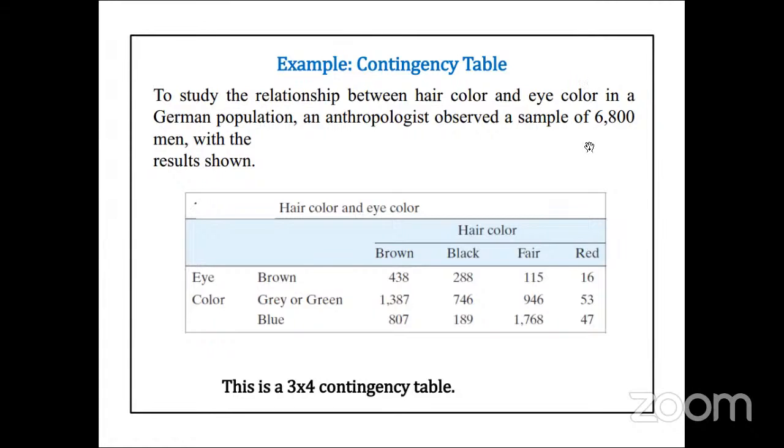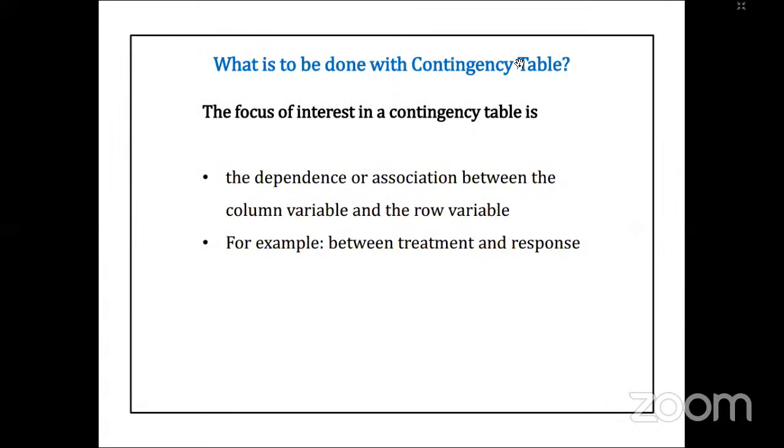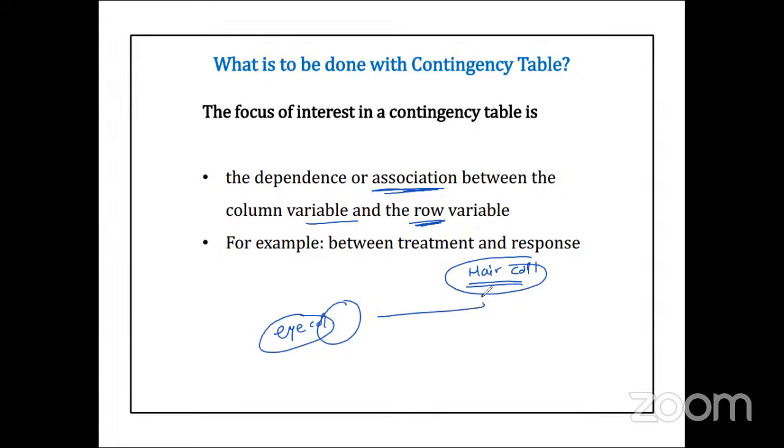Surveys are done by social science people and market research. So this is the general way of representing the people. Now the question is, what is to be done with this contingency table? So here focus of interest is the dependence or association between the row and column variables. So here I was having, suppose, eye color, and here my variable was hair color. So what I'm interested in is, are eye color and hair color having any relation, any association? So that is my interest.